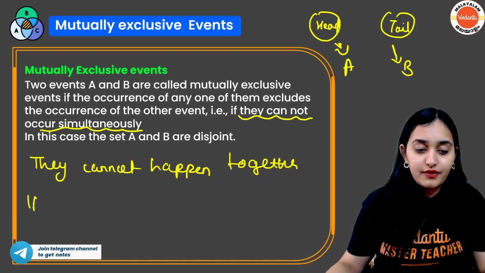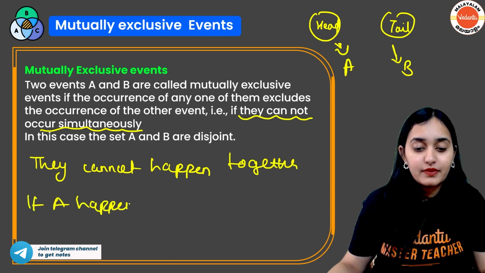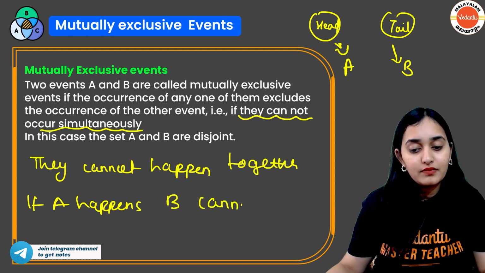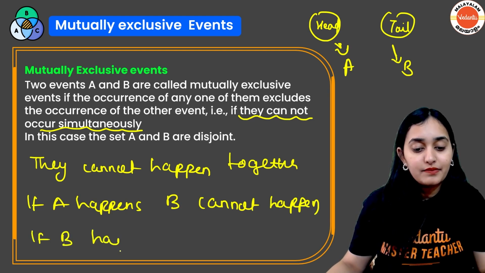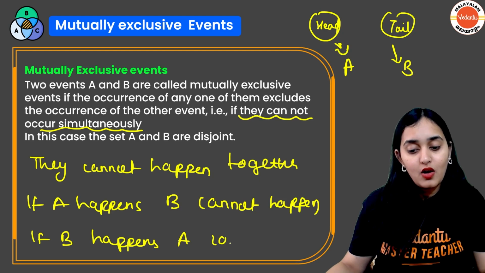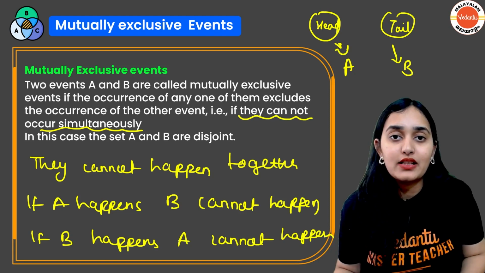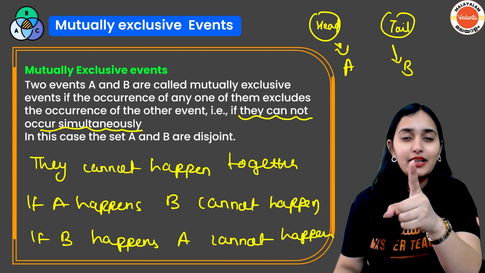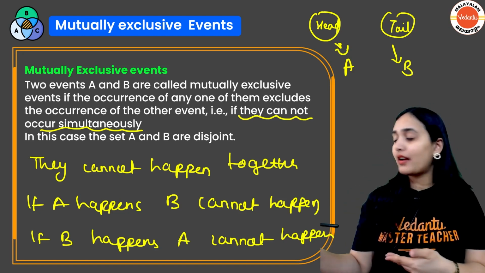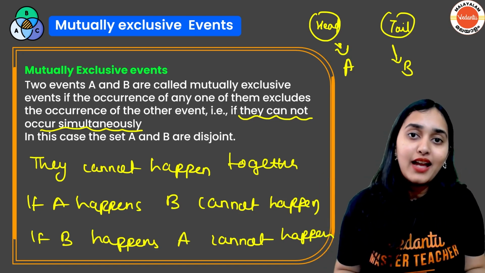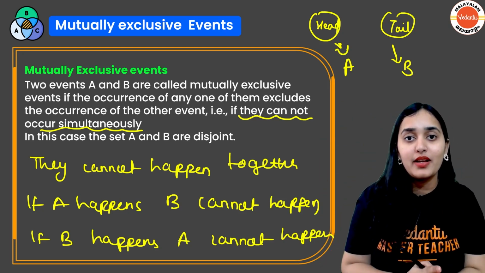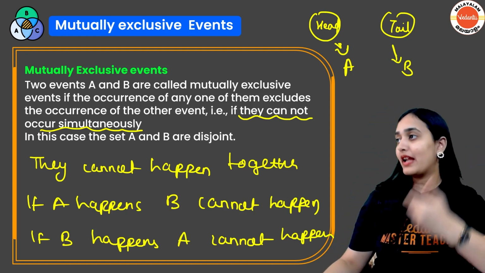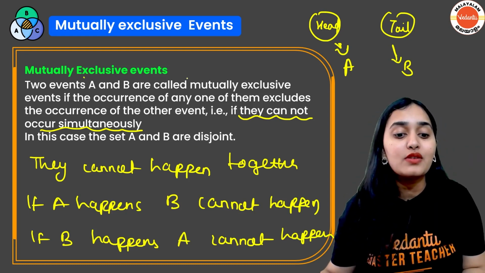If A happens, B cannot happen. Similarly, if B happens, A cannot happen at all. So they are mutually exclusive events. For example, if I tell you right at 10:30, you have to turn left, you have to turn right. Is it possible that you turn left and right together at the same time? You cannot do that. You cannot turn left and right together at the exact moment. You will take at least 1 second just to go left and right, right? So they are mutually exclusive events.